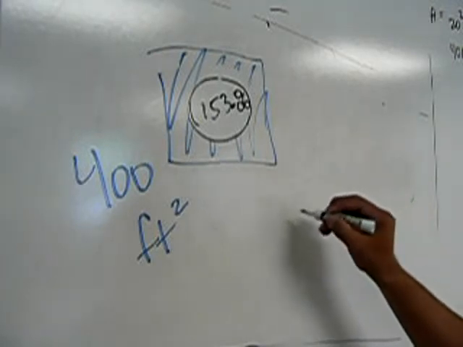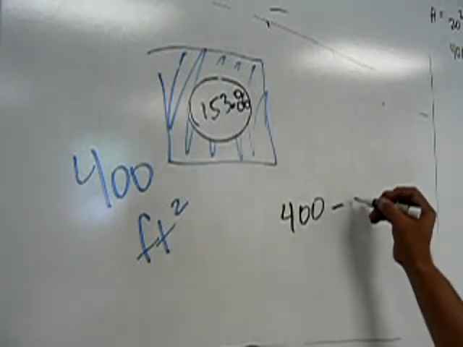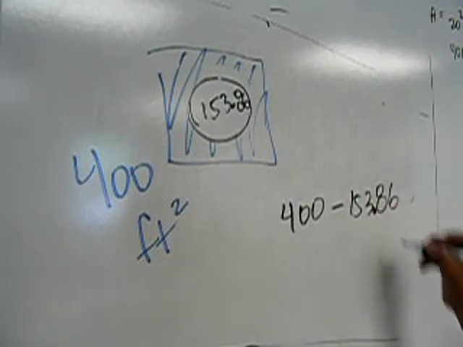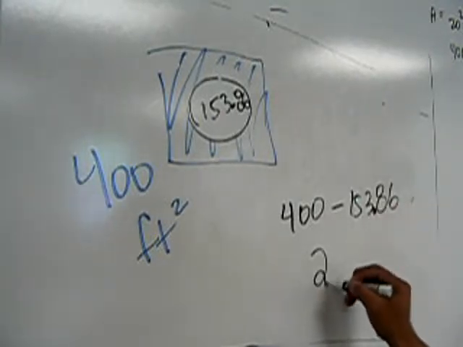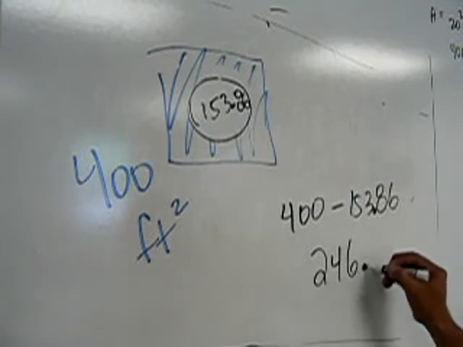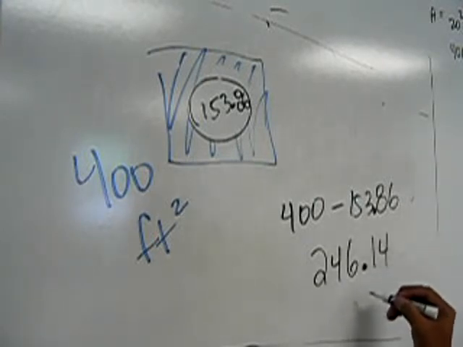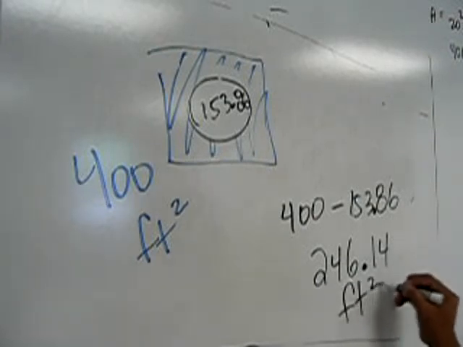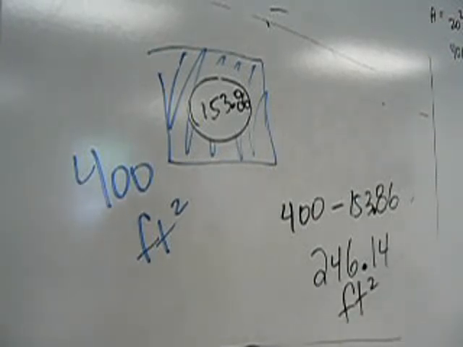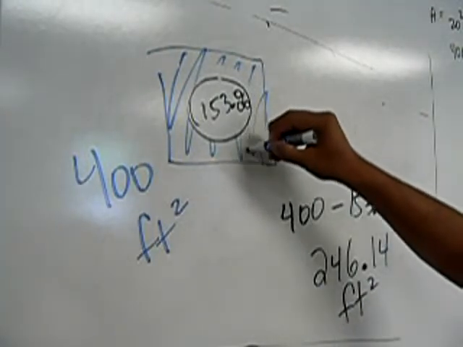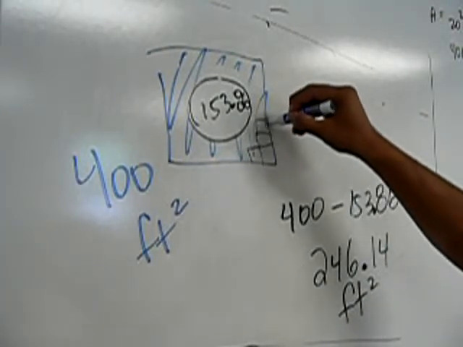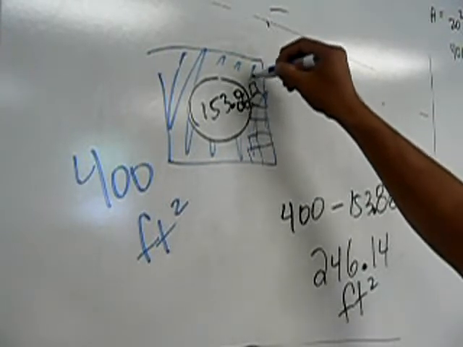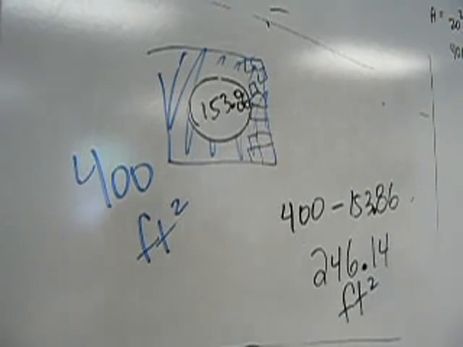So then when I do the 400 minus the 153.86, it is going to tell me that the amount of tile for the outside of the wading pool is going to be 246.14 square feet. So then I would basically have 246 1-by-1 squares all the way around the wading pool.